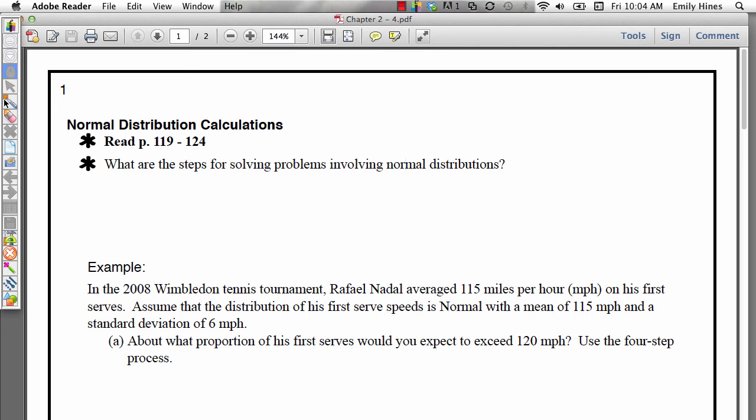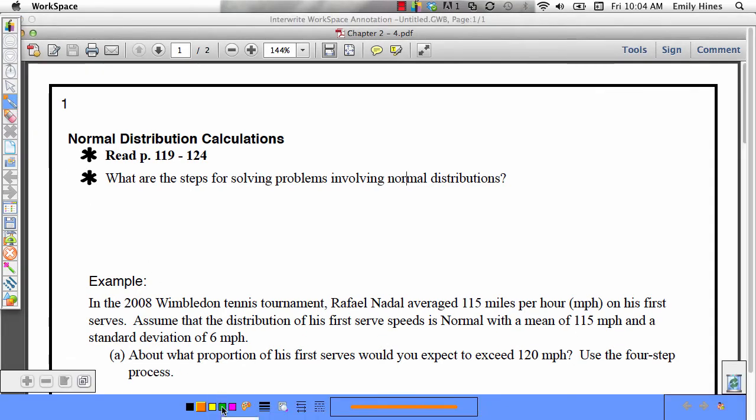To solve problems using the normal distribution, there are certain steps we must follow. And they go with the four-step process from earlier in the year: state, plan, do, conclude. But here's what it looks like specifically for problems that use the normal distribution.